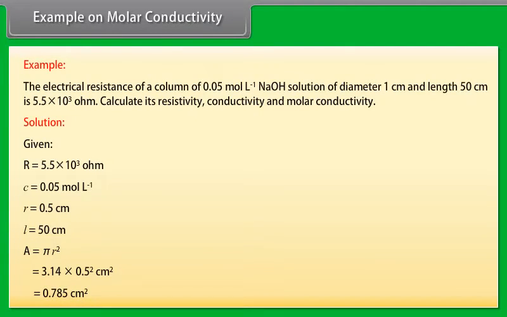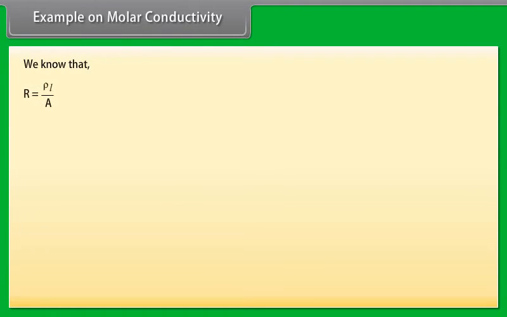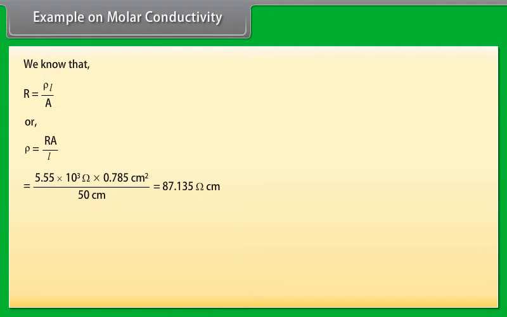Conductivity. It is the reciprocal of resistivity. It can be defined as the conductance of 1 centimeter cube of the conductor. It is denoted by kappa. κ = L/RA. The unit of conductivity is mho centimeter inverse.